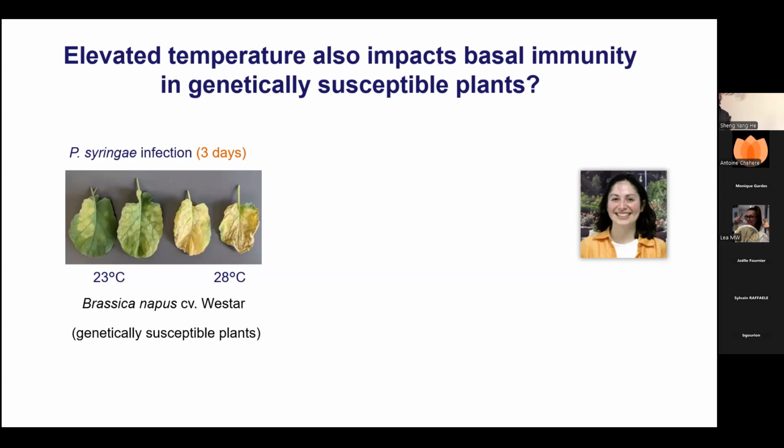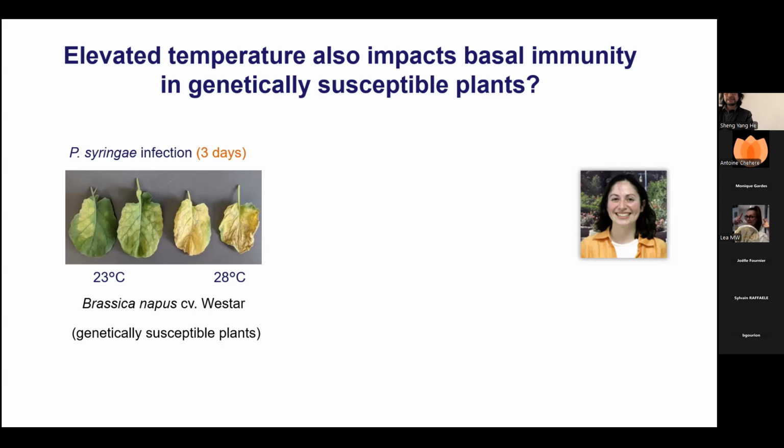But the temperature effect goes beyond ETI, because it can affect basal immunity in a genetically susceptible plant. Bethany Huot was a former graduate student. She started this line of research about 10 years ago. This is a genetically susceptible oilseed plant infected by Pseudomonas syringae. These plants were grown at 23 degrees the whole time for 4 weeks, and only during the 3-day infection were they moved into a comparable chamber. So it's simulating almost a heat wave; the plant doesn't experience the heat all the time. You can see that at a high temperature, you get more dramatic disease.